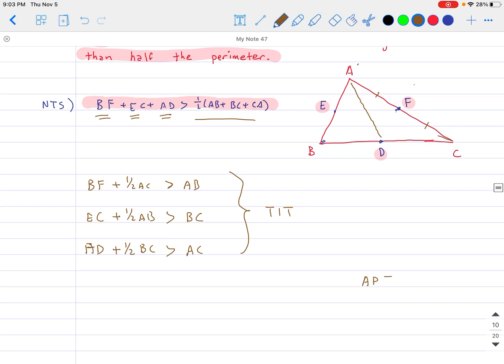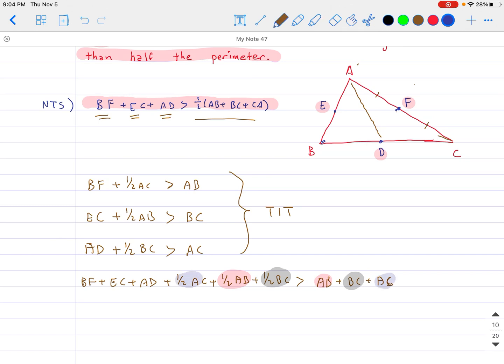By the addition property of inequality, then I can say that BF plus EC plus AD, because that's what I was going for, and then plus all of these extra terms, 1/2 AC plus 1/2 AB plus 1/2 BC, is going to be greater than, and let me erase this on the side over here, the right hand side, which is AB, plus BC, and then also AC. Add them all together. If you notice, what we have now is that we have AB on both sides right here. We also have a BC on both sides over here. And then finally, we have AC on both sides over here.